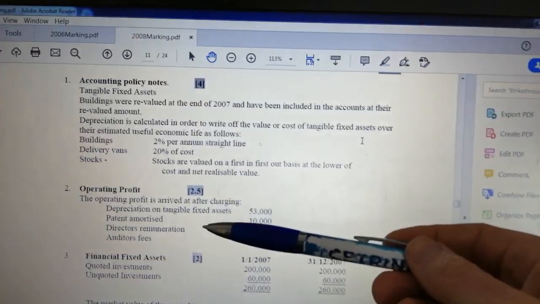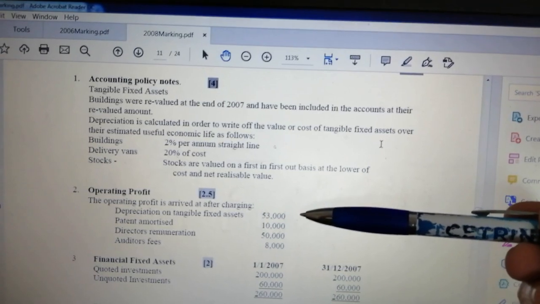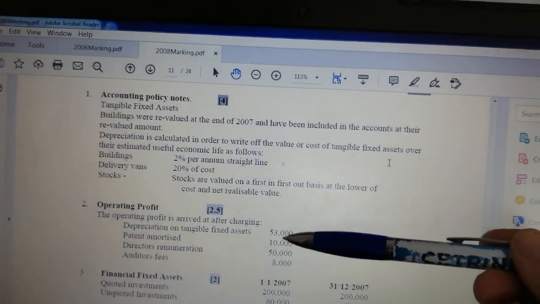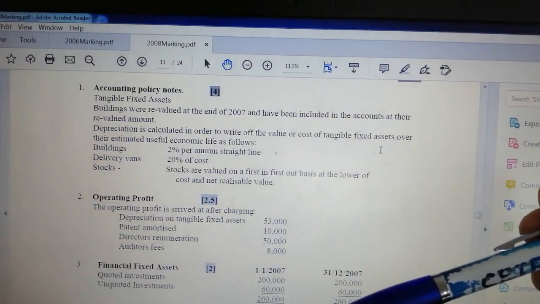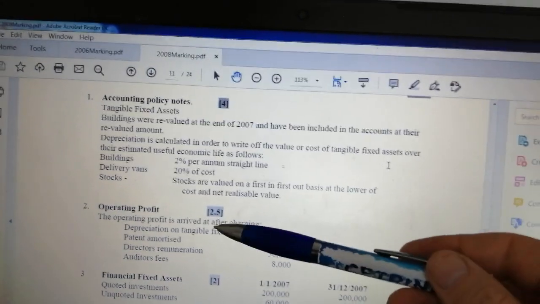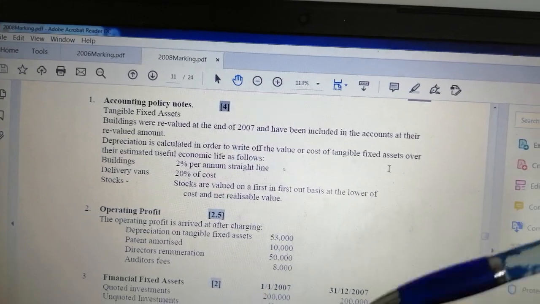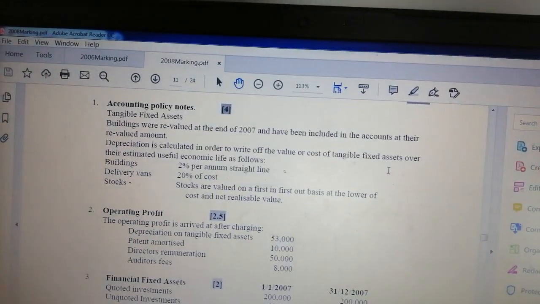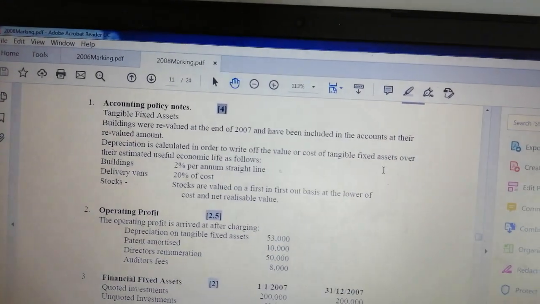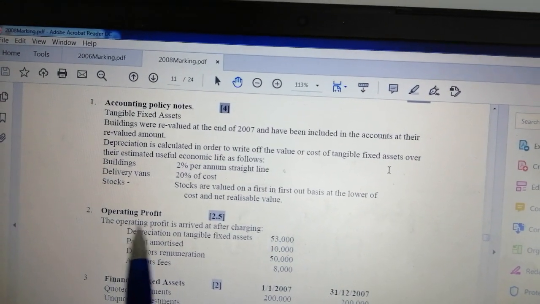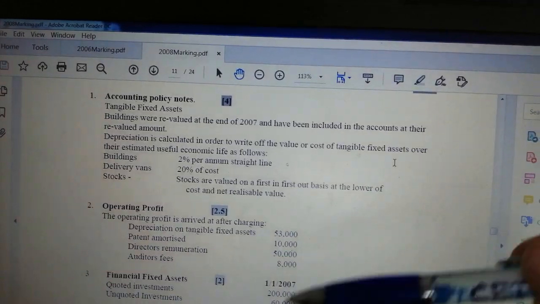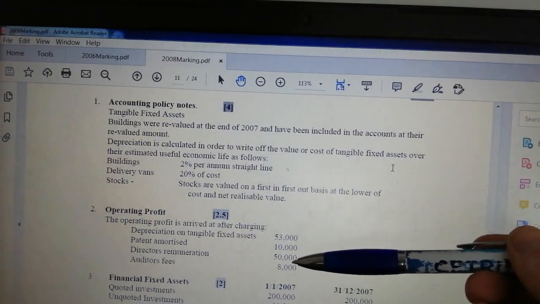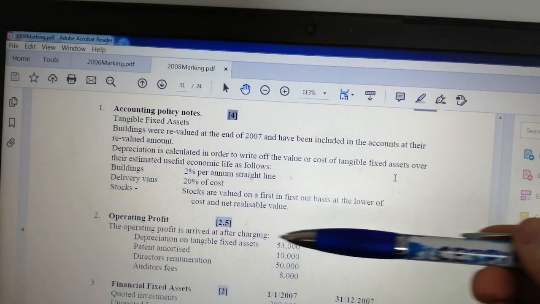Okay, the next one, operating profit, comes up all of the time. It's always the same 4 things that come in here. I've only ever once seen something else in this 5th item, and that was solicitors' fees, but it was in a pre-paper. There's 2.5 marks going here. I would be pretty certain that it was half a mark for this line, half a mark, half a mark, half a mark, half a mark, to get to the 2.5.